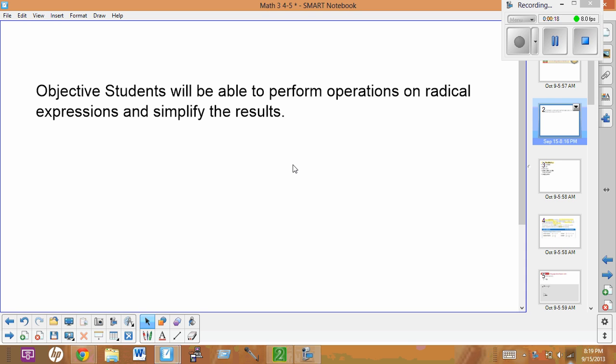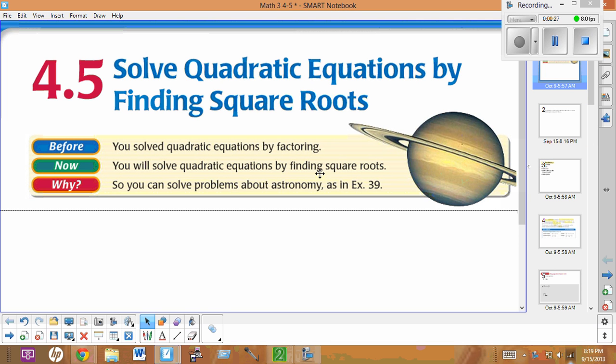Remember, you can stop the video if we're moving too fast, or if you don't understand the concept, rewind it and listen to it again. The textbook section we'll be working out of is just a small piece of section 4.5, and it's a precursor to solving quadratic equations by finding the square roots, which we're heading to down the road.